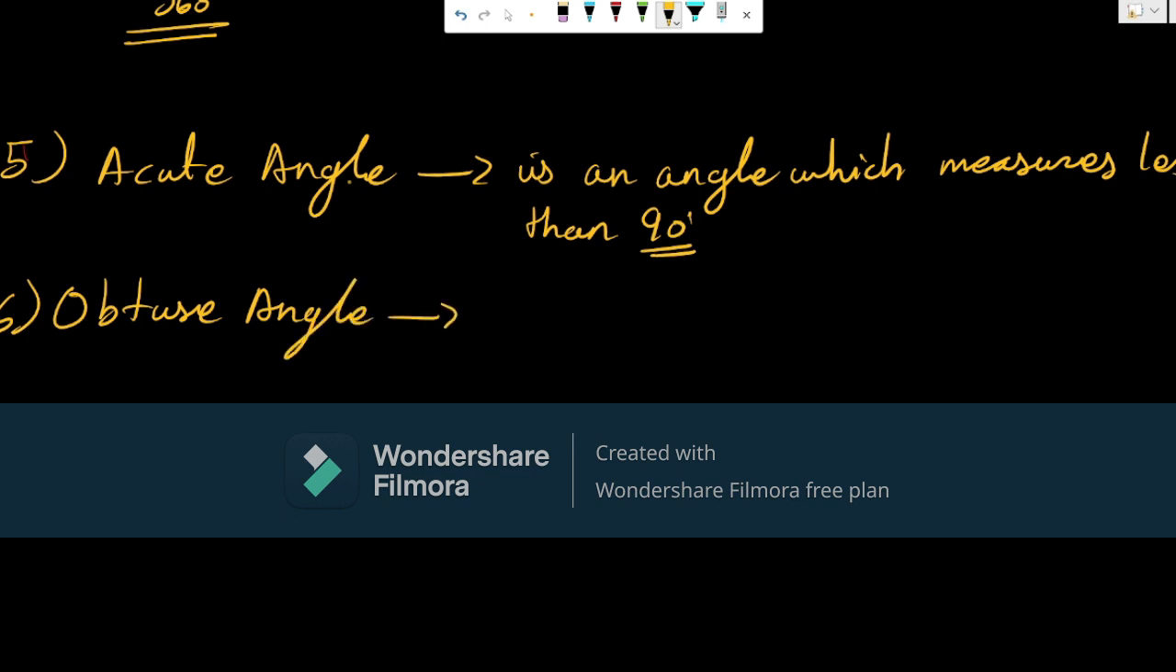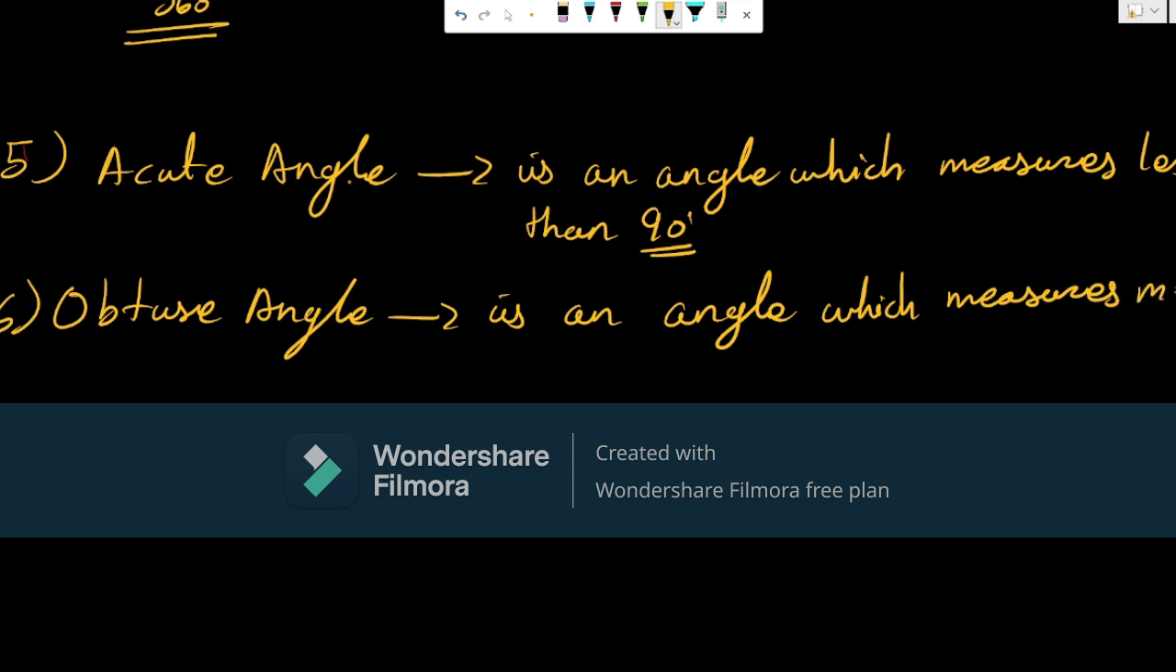Obtuse angle is an angle which measures more than 90 degree. Okay, so now this angle can be like, let's say, 275 degree as well. Okay, it's not that it should be between 180 and 90. It can be 275, it can be 290. Okay.